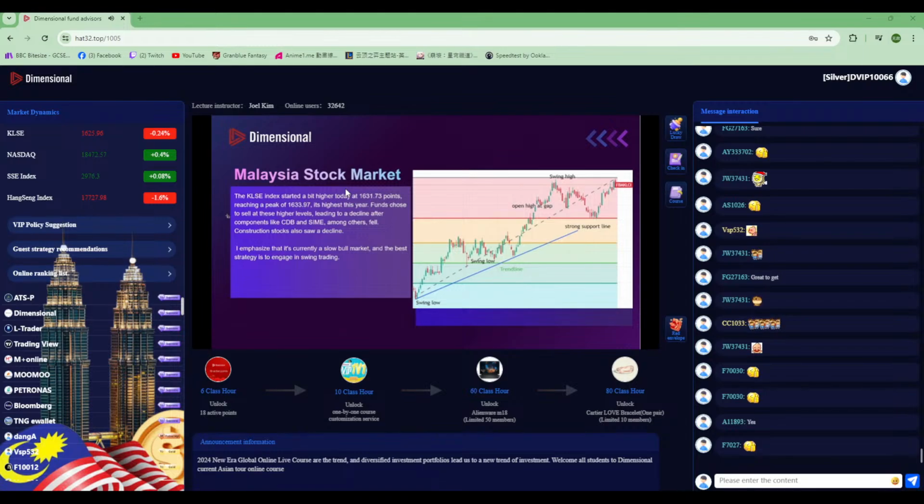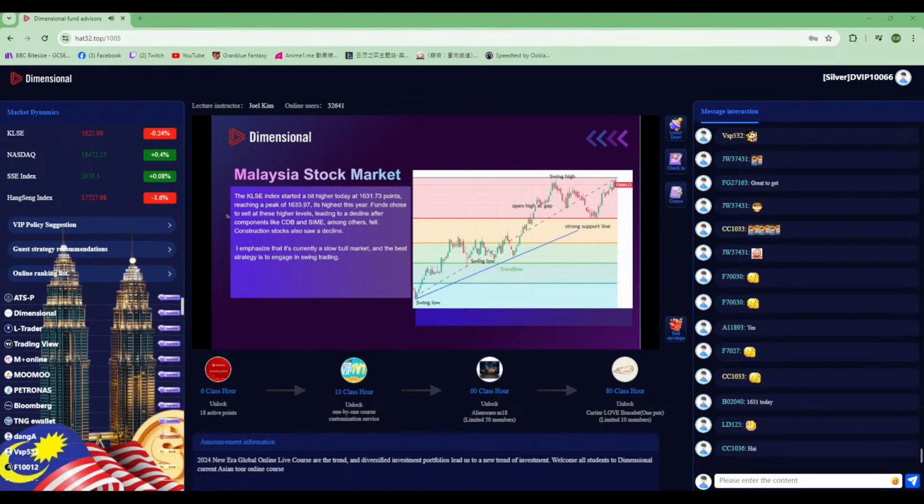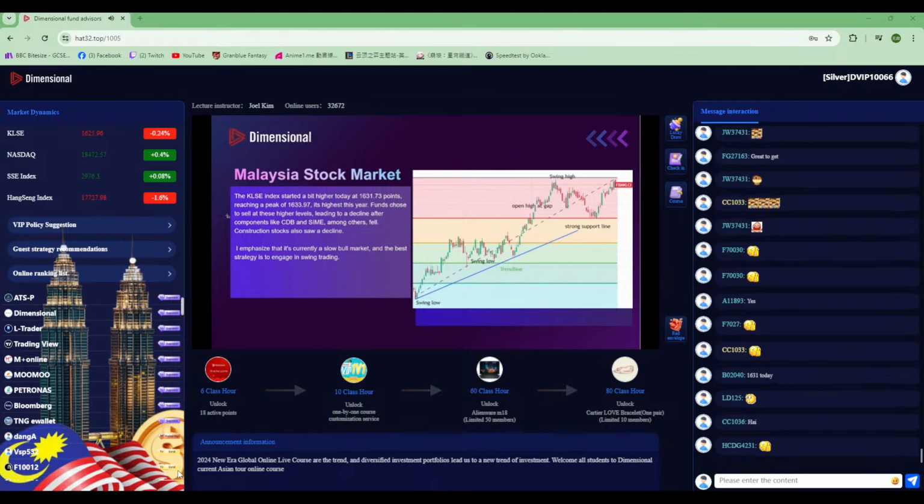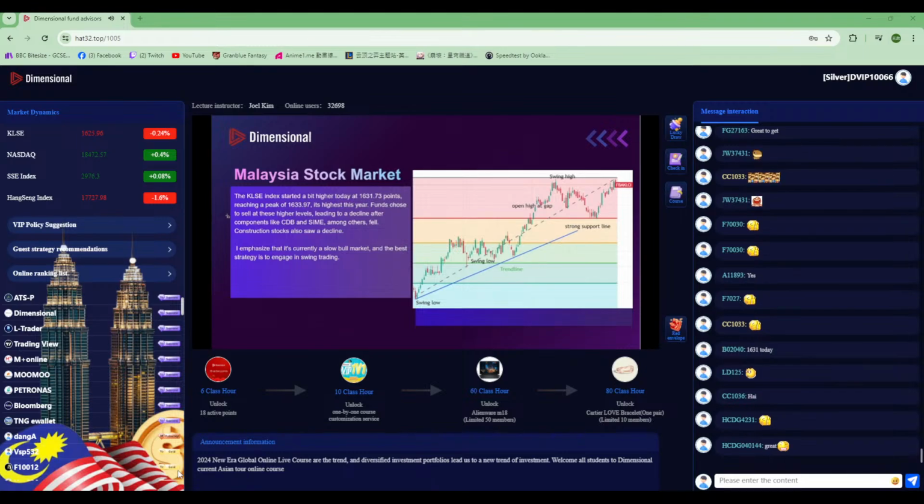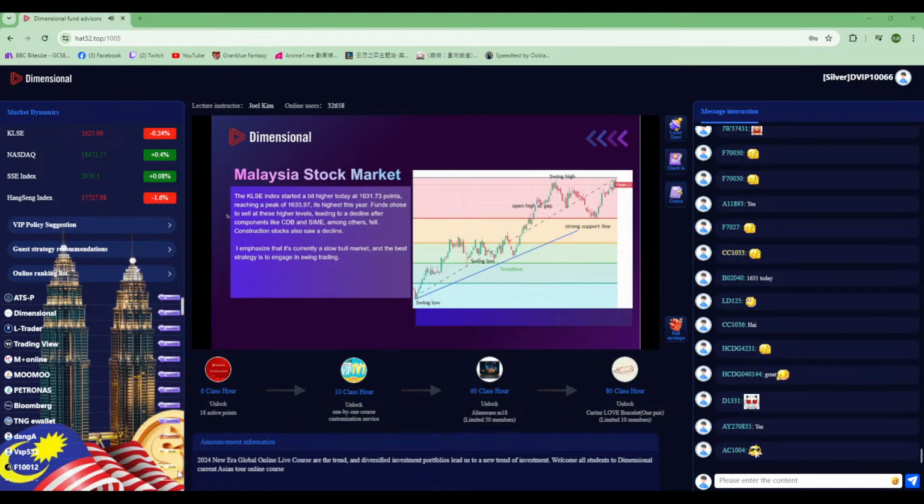So institutions tend to sell quickly when the price rises. So to increase profit, swing trading is ideal for the current market. But it is also challenging without constant monitoring. You have to keep on looking at the market to be able to do swing trades, to be able to identify where is the entry point, where is the selling point.